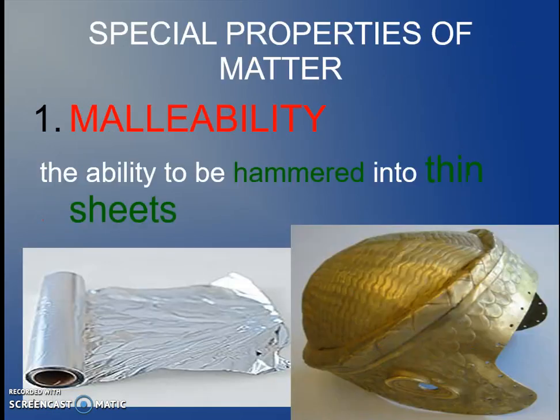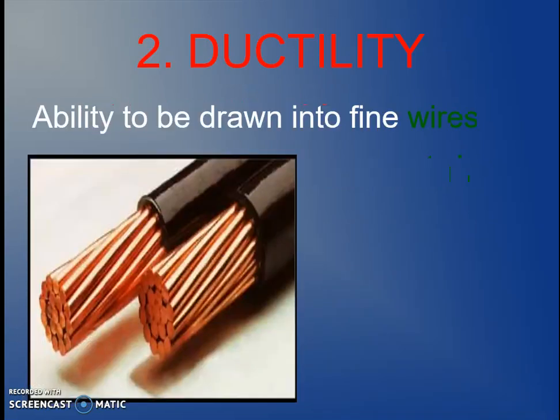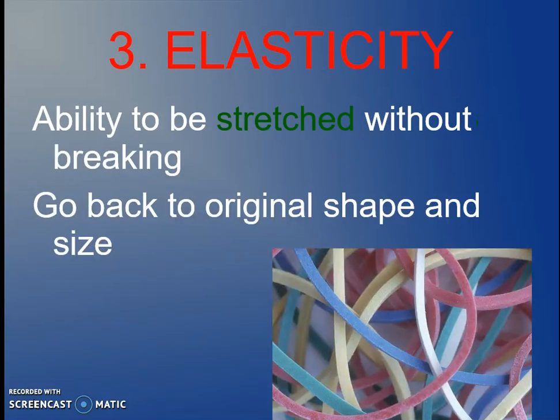Let's look at some of the special properties of matter. Malleability is the ability to be hammered into thin sheets. Ductility is the ability to be drawn into thin or fine wires. Elasticity is the ability to be stretched without breaking and go back to the original shape. The example is rubber bands. If you stretch one, it won't break up to a limit and it can go back to the original position or shape.